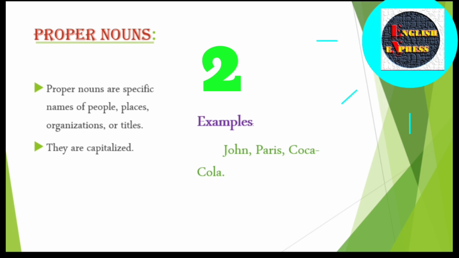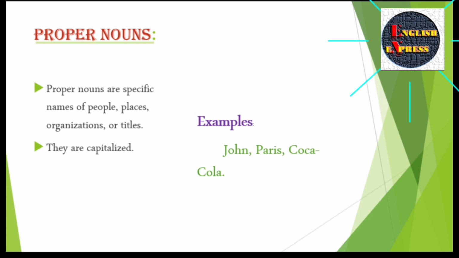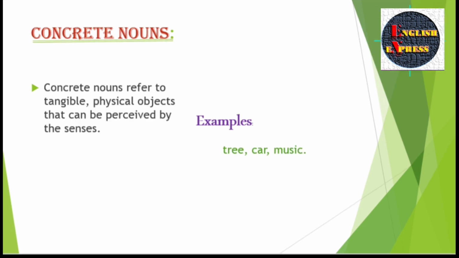Second one is proper nouns. Proper nouns are specific names of people, places, organizations, or titles. They are capitalized. For example, John, Paris, Coca-Cola. Here, John, Paris, Coca-Cola are the specific names of people, places, organizations, or titles.